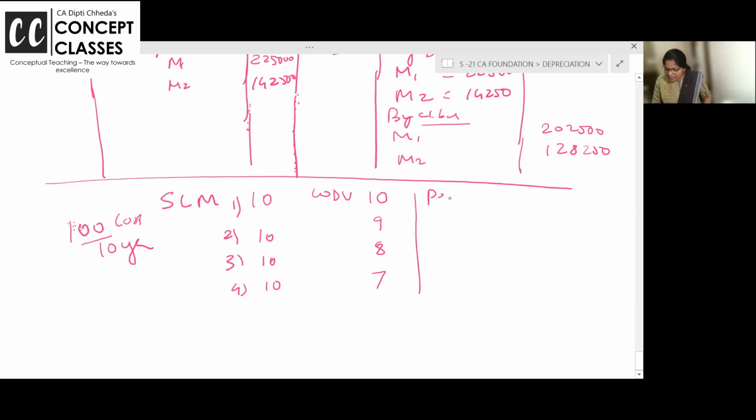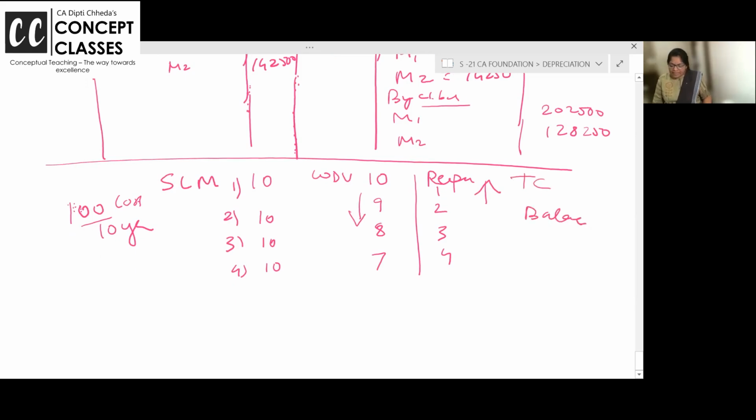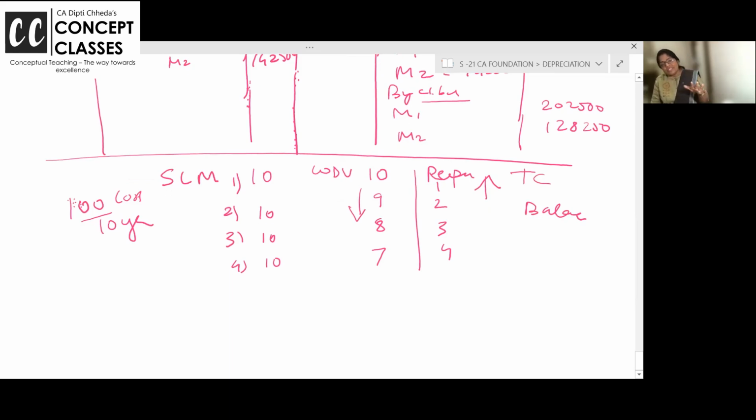And do you know, over the years the repairs will increase: 1 rupee, 2 rupees, 3. As the asset gets old, the repairs will increase and depreciation will decrease. So the total cost is balanced. Whereas in SLM, depreciation is the same and repairs will go on increasing. So as the asset becomes old, your cost will increase. Is this clear to all of you? Are you getting the point I am telling you?